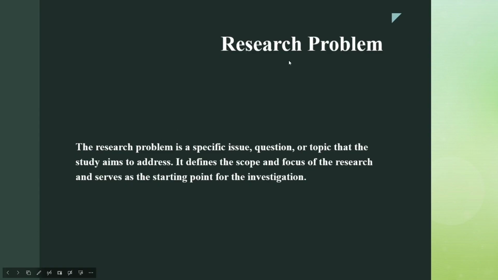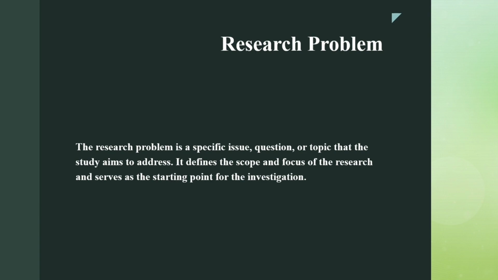So research problem can be defined as any specific issue or question that the study aims to address. It defines the scope and the focus of the study and serves as the starting point for any type of investigation.